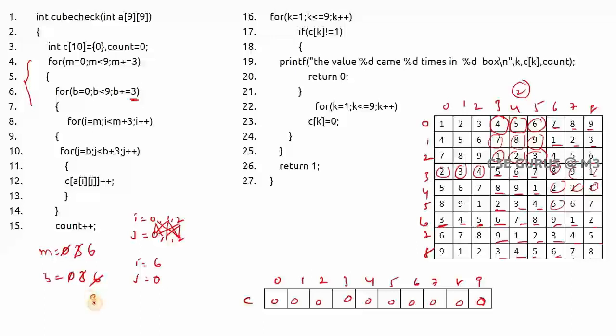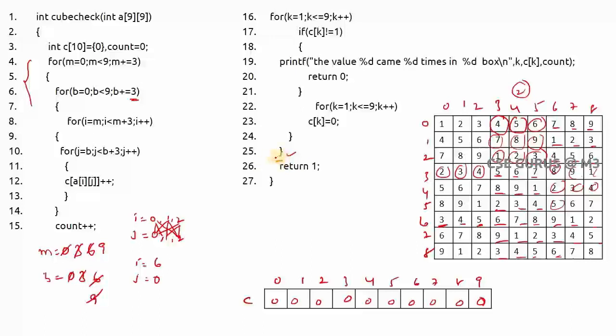So now b value 9. 9 less than 9, false. Next m value. What is m value? 6 will be incremented by 3, no? 9. So is it 9 less than 9? No, it comes out. So it comes out and it completes here, the line number 25.